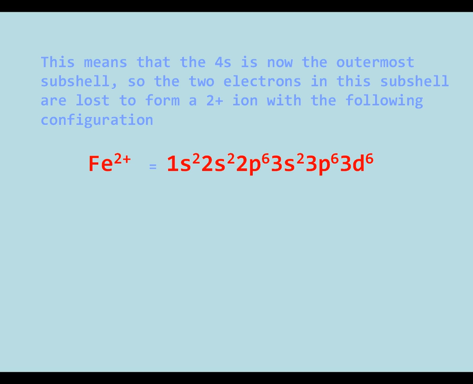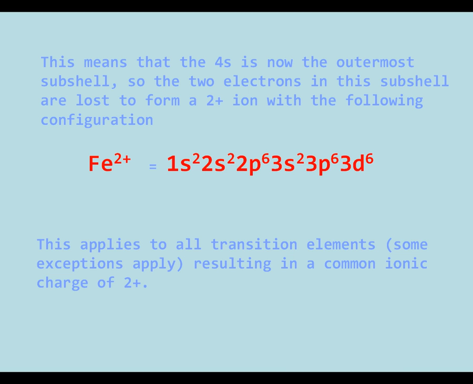So the 4s2 electrons have gone, and the resultant configuration is not a noble gas configuration, but it is still nevertheless stable. And this situation applies to all transition elements. There are some exceptions to this, but generally it applies to all transition elements, resulting in a common ionic charge for all the transition elements of 2+.